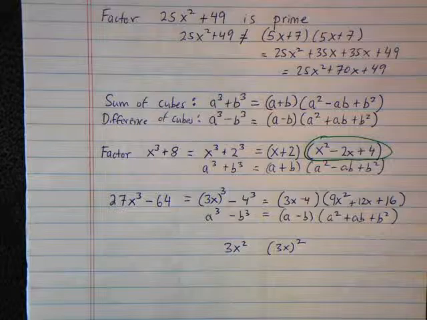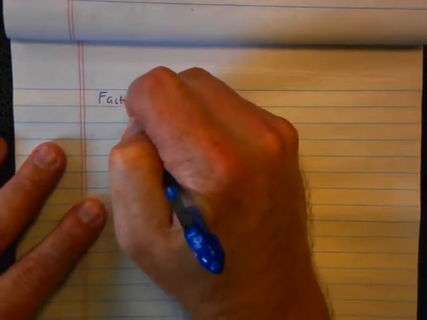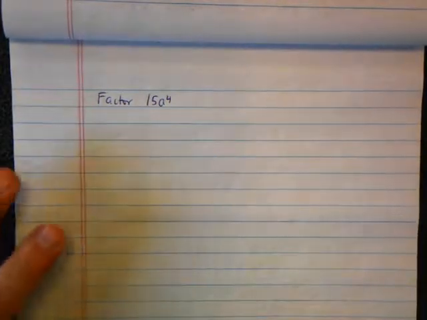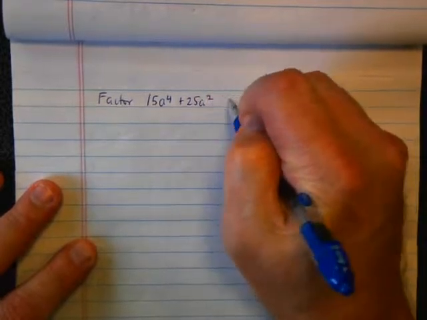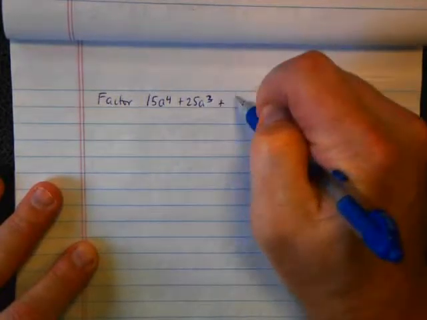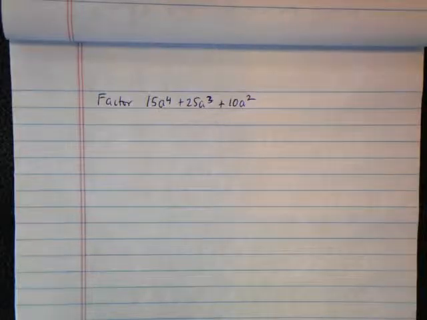Okay, so the last thing that shows up in this section is just a general review of factoring overall. So you might be given a problem like 15a to the 4th plus, I'm sorry, that's 25a cubed plus 10a squared. 15a to the 4th plus 25a cubed plus 10a squared. How would you go about factoring that?